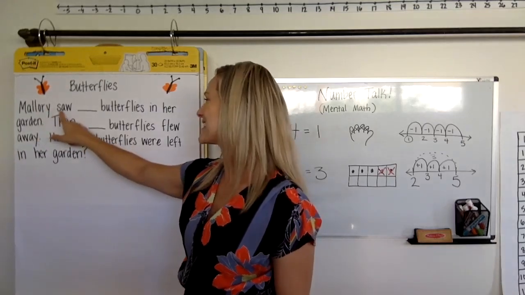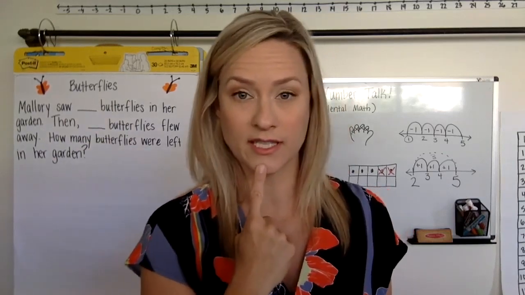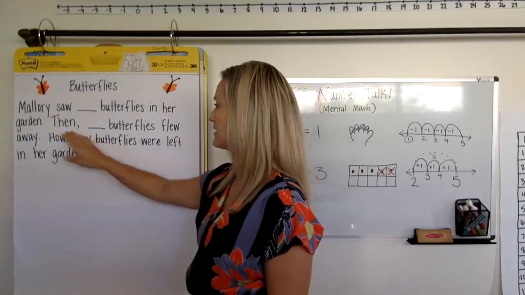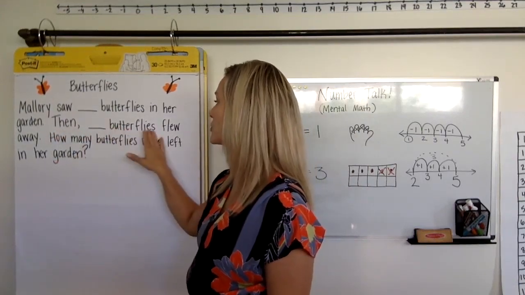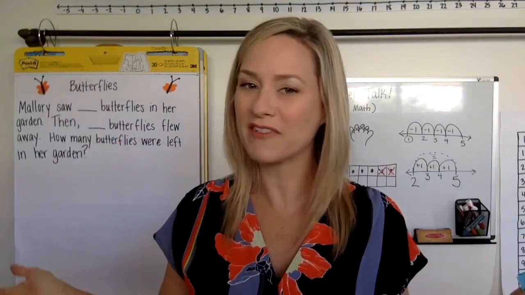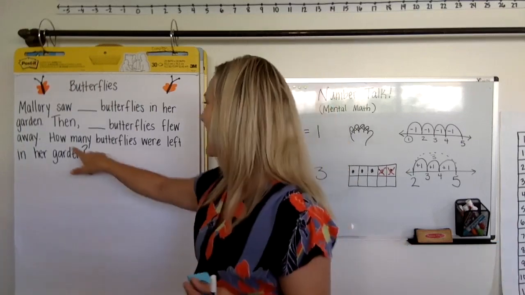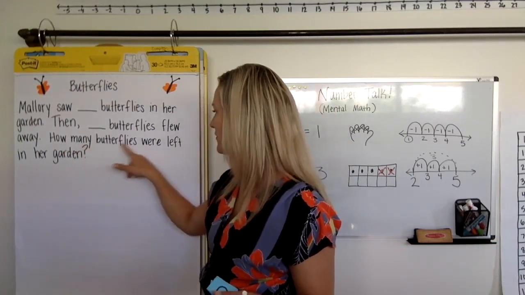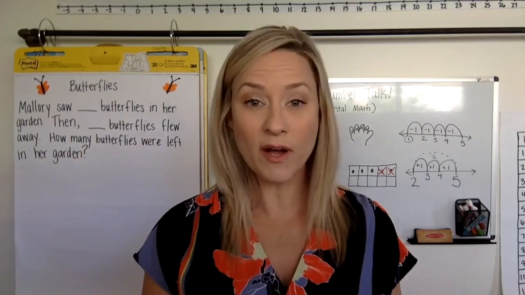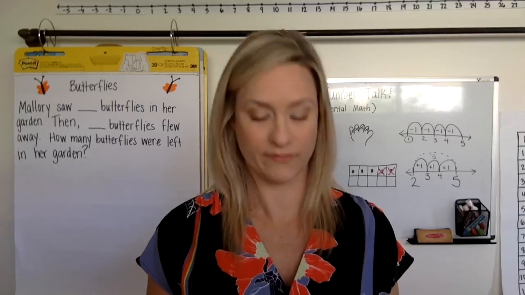All right, so Mallory saw butterflies. Okay, so we know Mallory saw some butterflies. What else do we know for sure? Let's go back and look. We know for sure that some butterflies are going to fly away. Yeah, they're going off to find nectar in other milkweed patches. All right, and then we want to know how many butterflies were left in her garden. So we want to know how many butterflies were still there after some of the butterflies flew away.